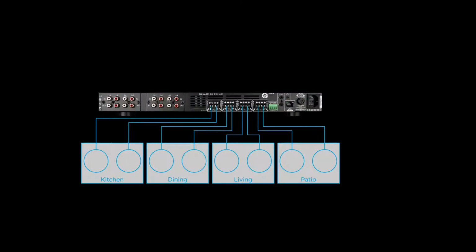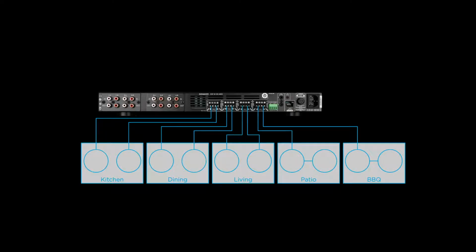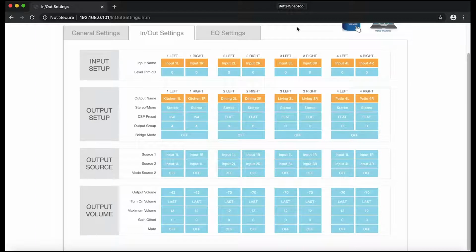Now I'm going to add a layer of complexity. I've decided to add a couple of outdoor speakers to cover my barbecue area. I want the barbecue area to be its own discrete zone, separate from the patio area. To do this, I'm going to leverage the amp's ability to drive a 4-ohm load with 2 speakers in parallel. The patio and the barbecue zones will run in mono, which is perfectly acceptable for this application, and may even be preferred depending on the distance between the speakers.